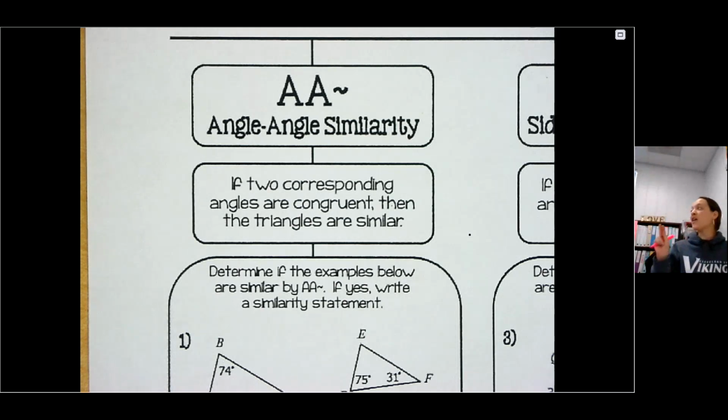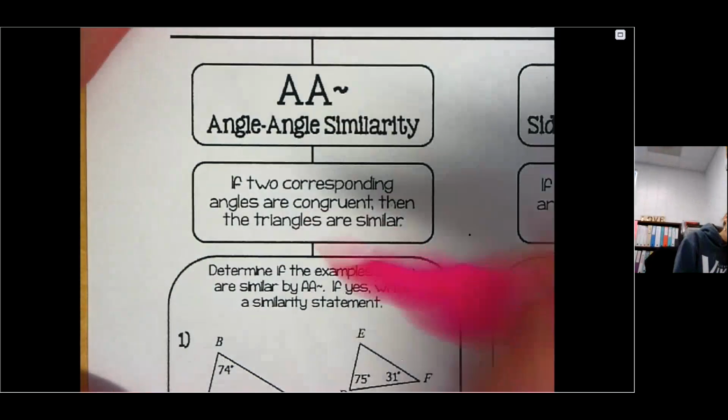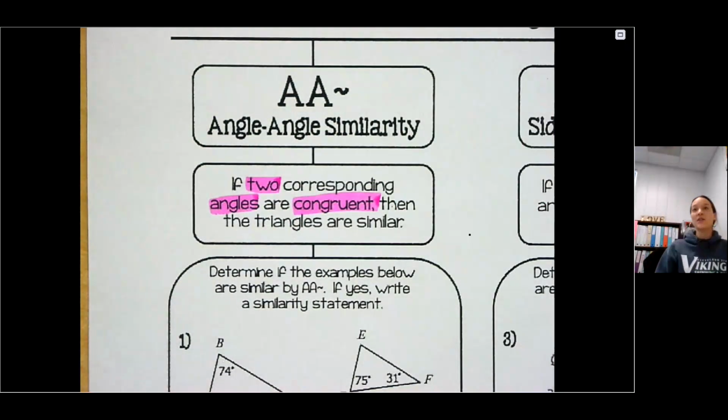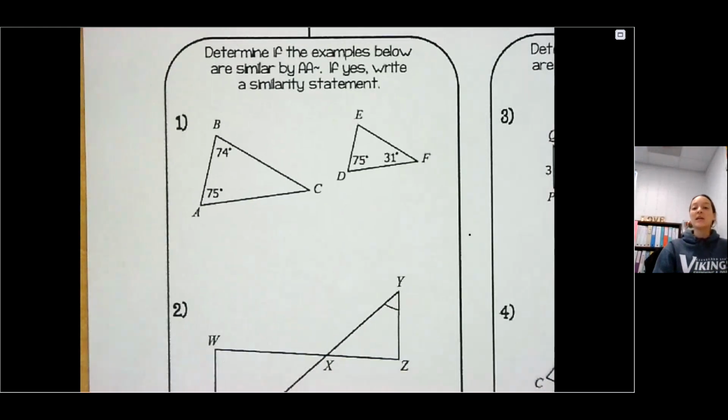You need 2 pair of angles, 2 pair of angles that are marked as congruent. So in the examples below, we're going to determine if they are similar or not similar by using angle-angle similarity. And if they are, we're going to write a sentence that says, hey, these 2 triangles are similar. So take a look at number 1.